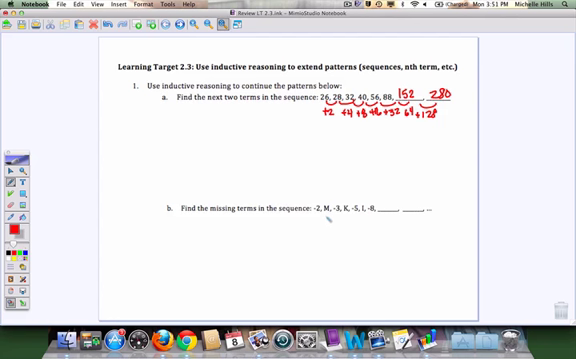The letters are pretty straightforward. If I go from M to K, I'm going back 2 letters in the alphabet. And if you're like me, I need to have some of that written out. So G, H, I, J, K, L, M. I went from M to K, so I went back 2 letters. And then from K to I, going back 2 letters again. So from I to G would be back 2 letters again.